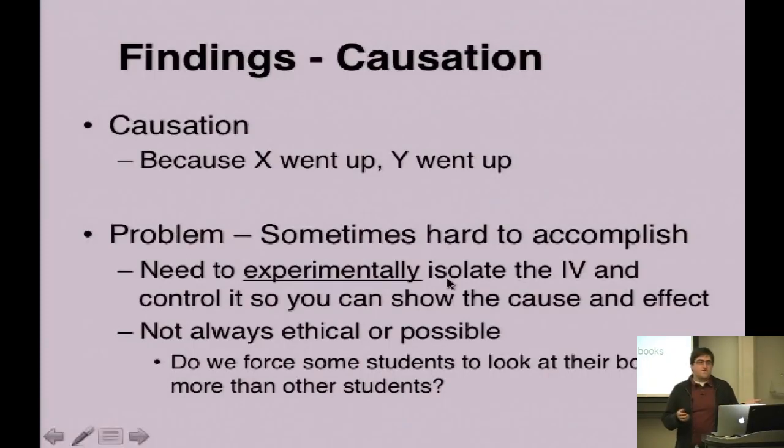So you have to be really careful here. You need to experimentally isolate everything and make sure that your variables actually are unique and separated from confounds. So this isn't always ethical or possible. Getting back to the question earlier, do we really want to force students to look at their books and force a group of students to never look at them, which is what you need to do to make causational findings about looking at books causing higher grades?